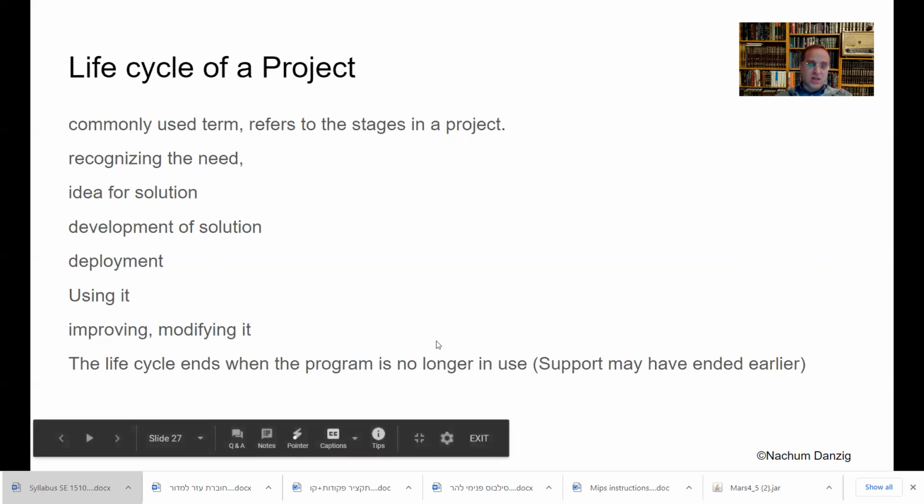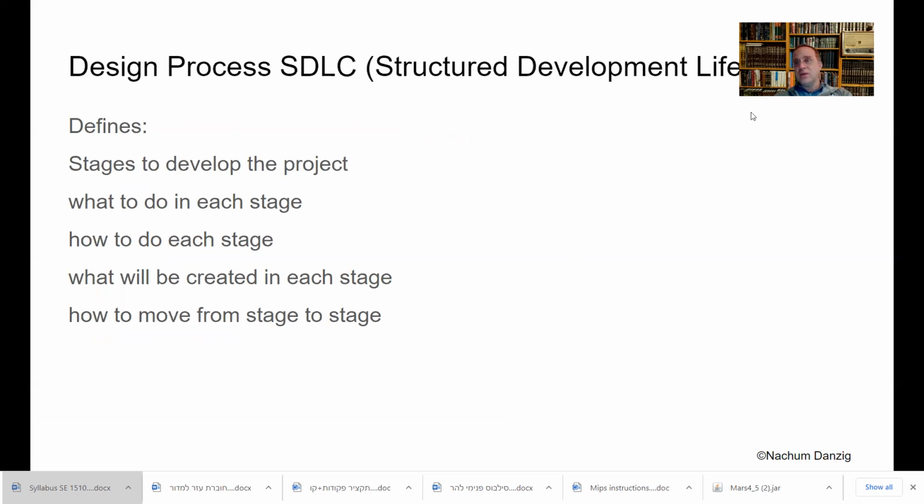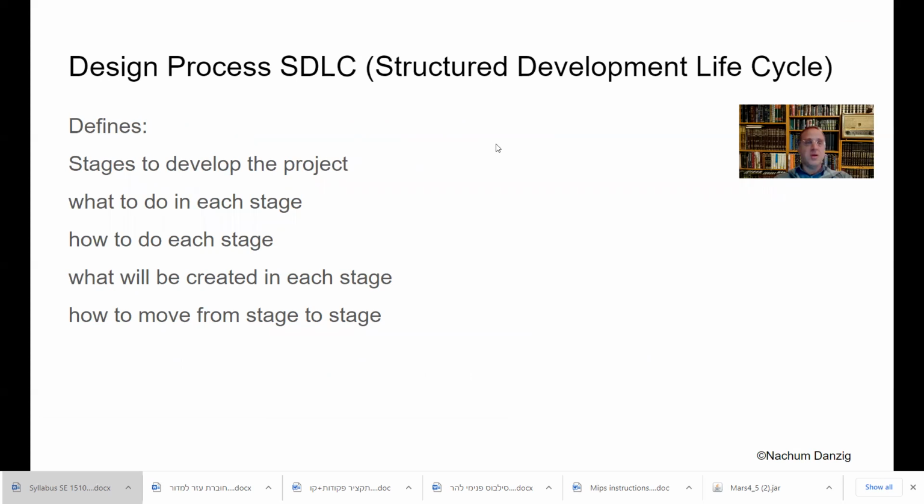So we already said this. I don't know why it's repeating, but I guess I didn't notice that it repeated itself. I would have cut that out, maybe. Design process, or maybe add something a little bit. Design process, SDLC, structured development life cycle.